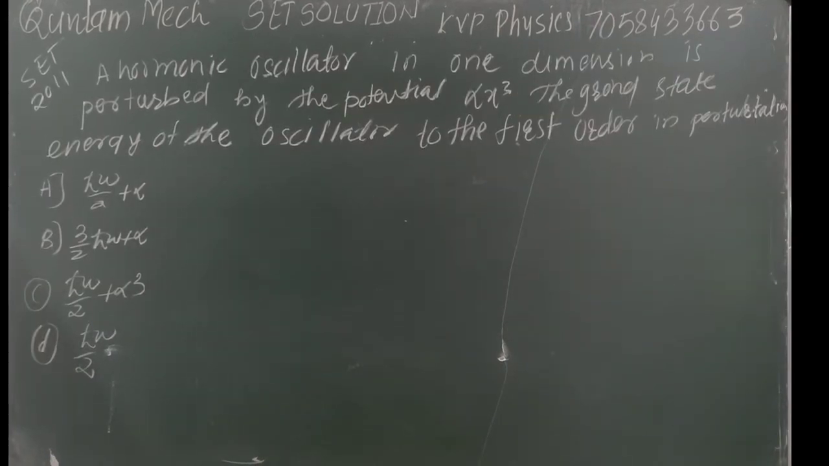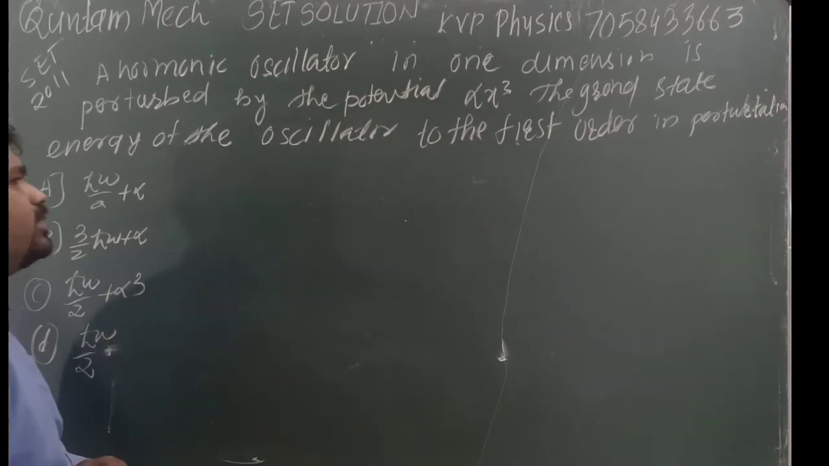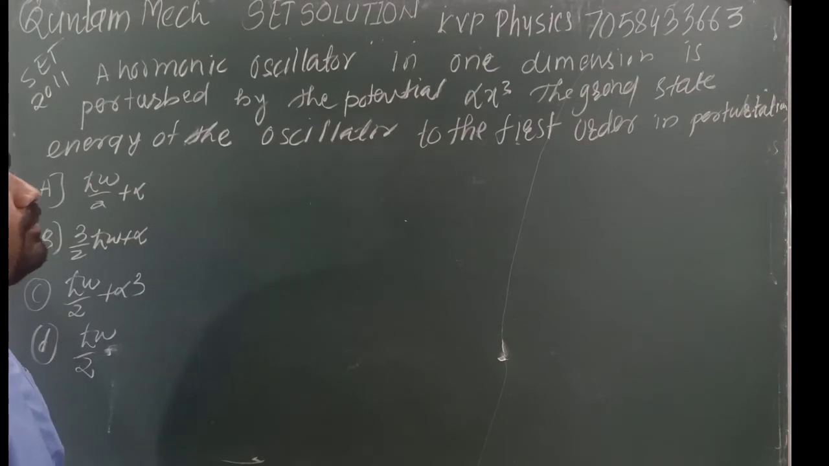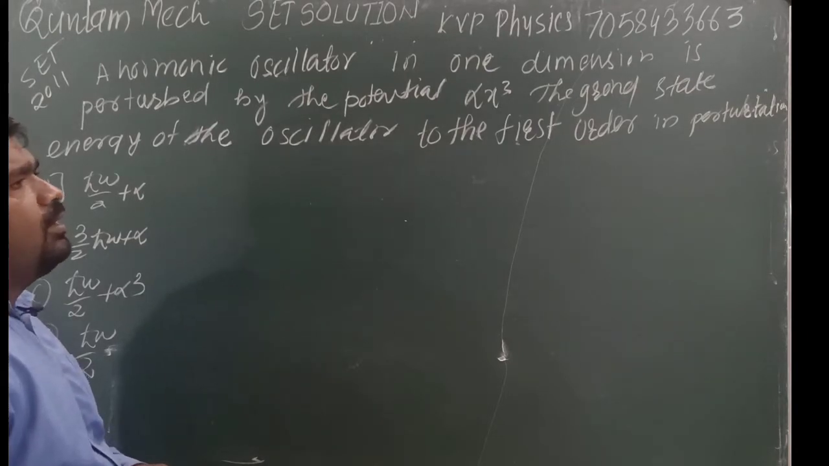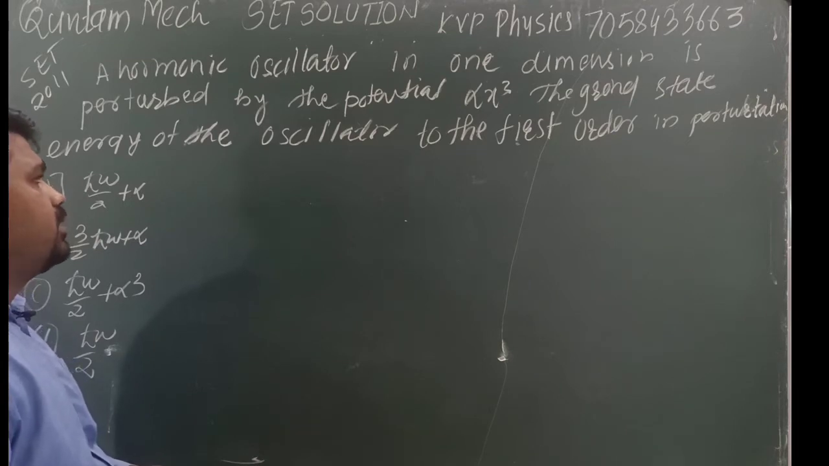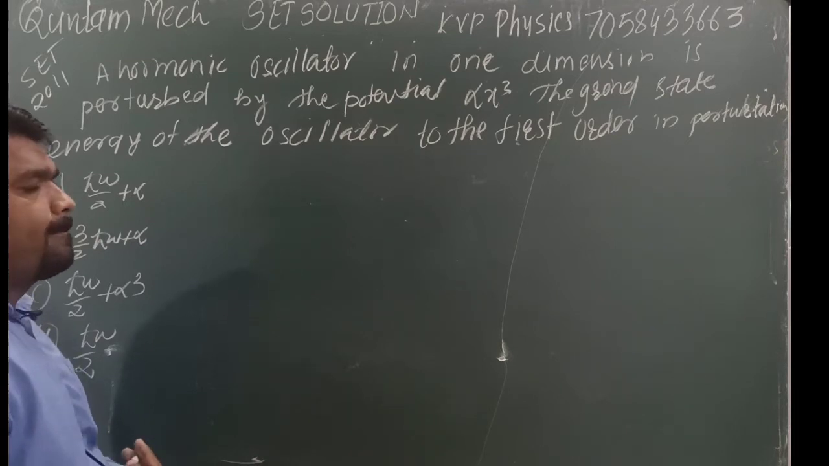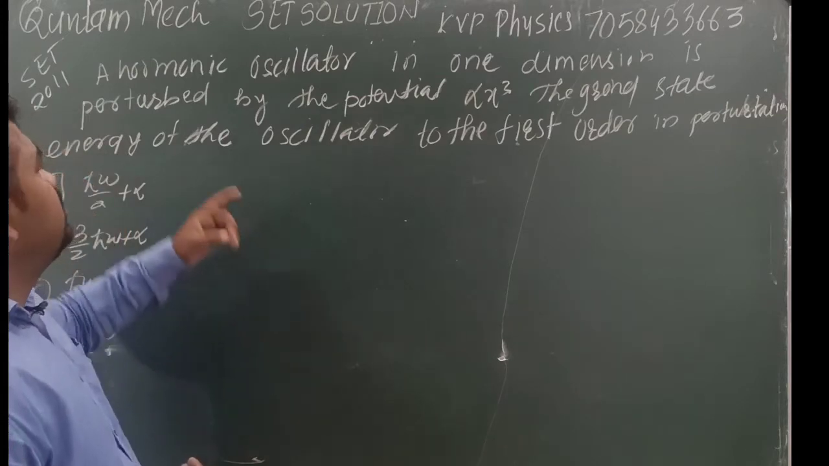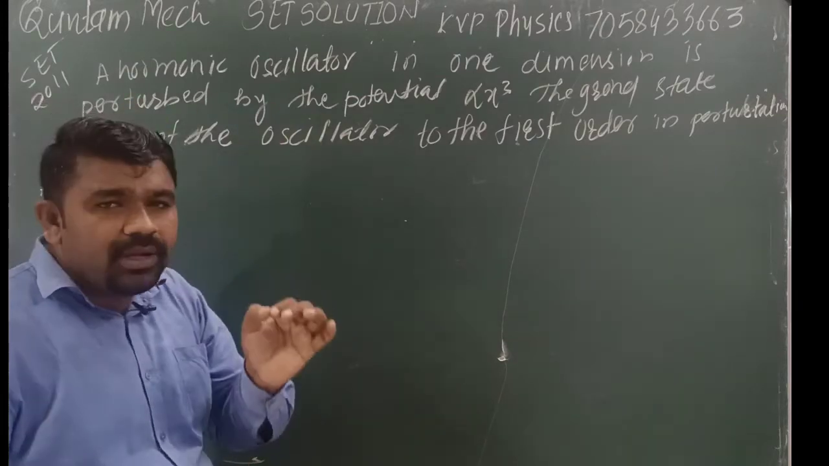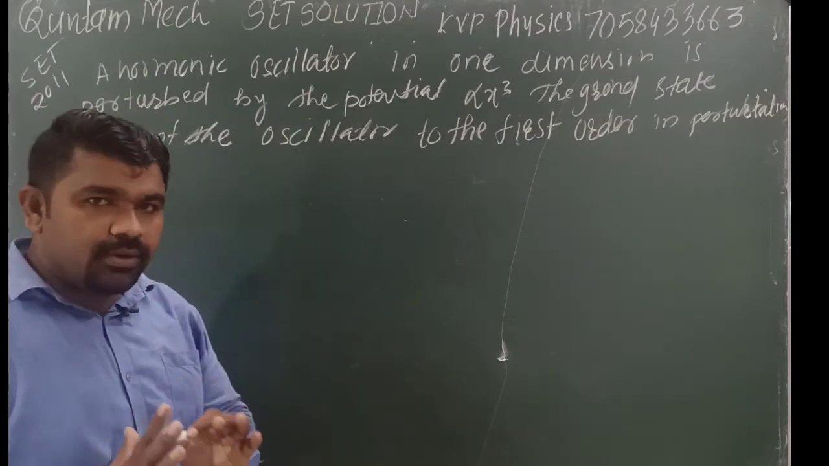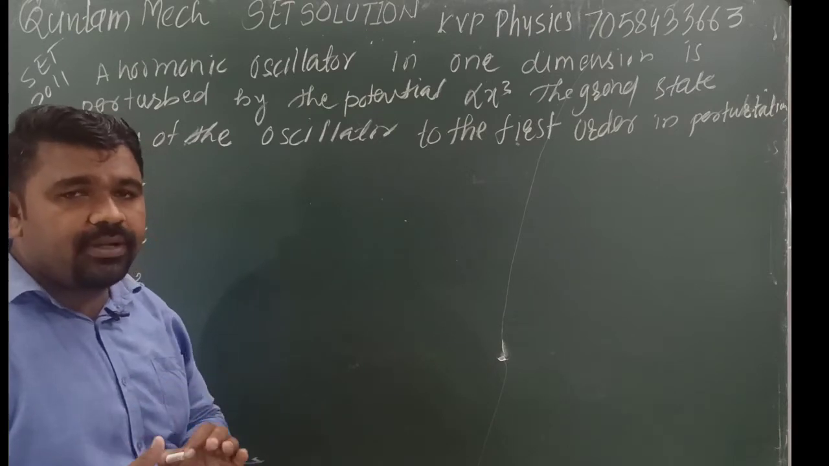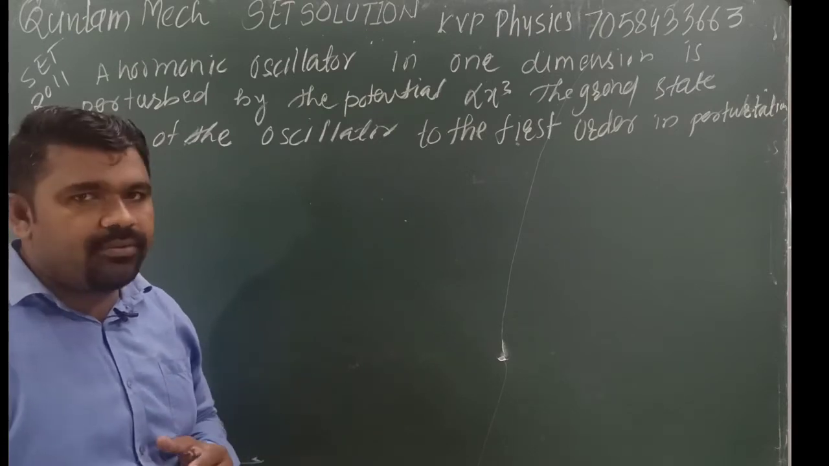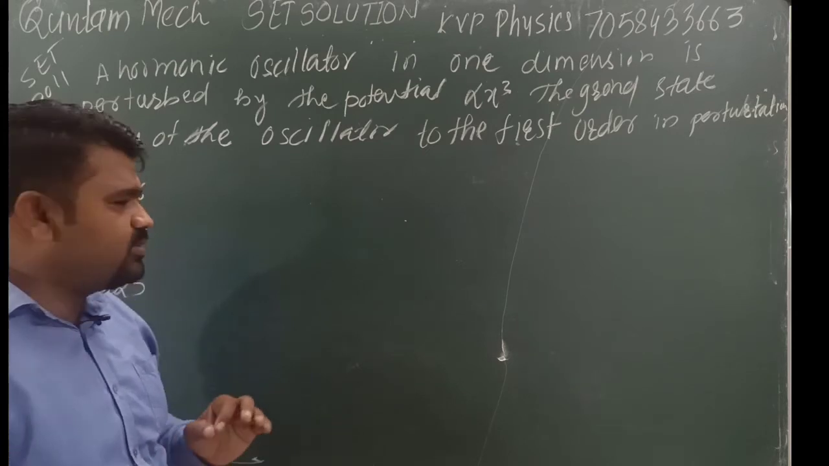Next question. A harmonic oscillator in one dimension is perturbed by the potential alpha x cube. Find the ground state energy of the oscillator to the first order in perturbation. Now, the given system is a harmonic oscillator in one dimension. For a 1D harmonic oscillator, what is the energy? N plus 1 by 2 h cross omega.